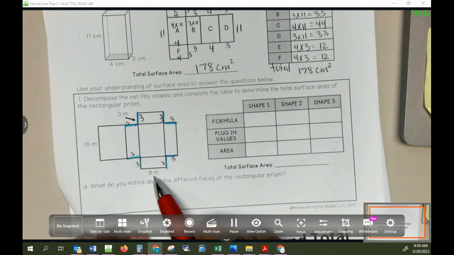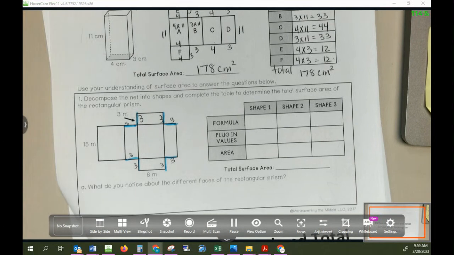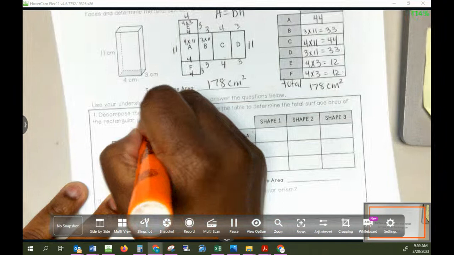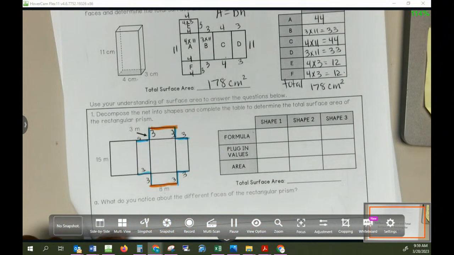So now if this is 8, what else is going to be 8? Right. So if this is 8, I know this is also 8. And what part of my rectangles are going to be 8? Yes, sir. Oh, you got to wait.